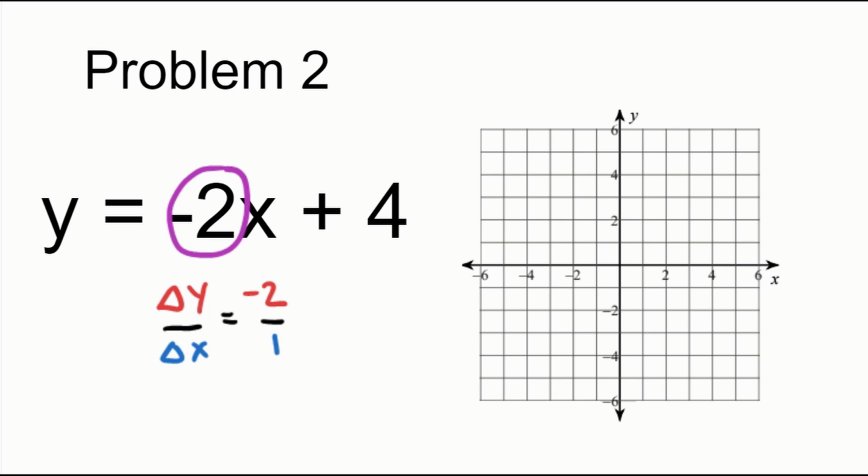Looking back at our equation, which part refers to our y-intercept? Notice that we have this constant 4 by itself. So our y-intercept is going to be at 4. Now we have all the parts we need to graph our line. So let's go ahead and graph.